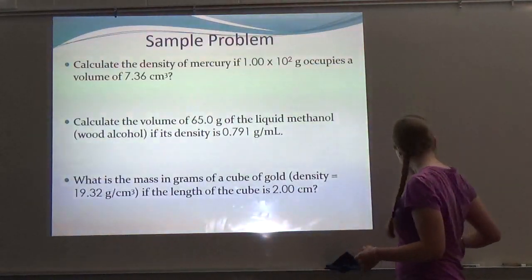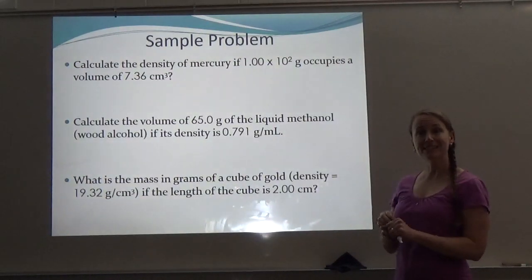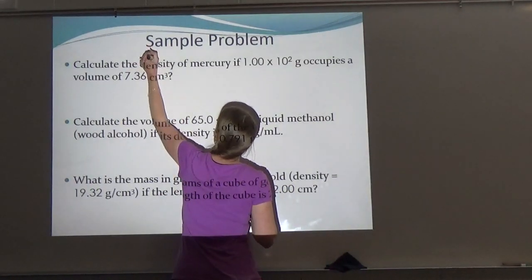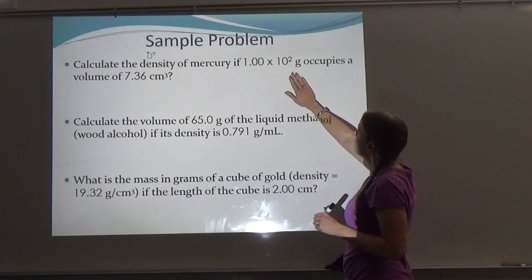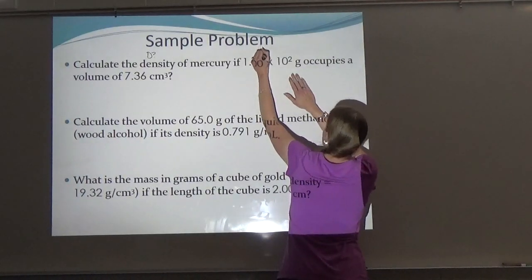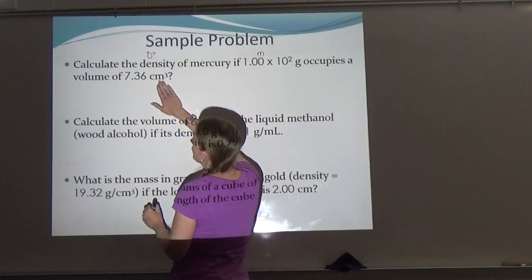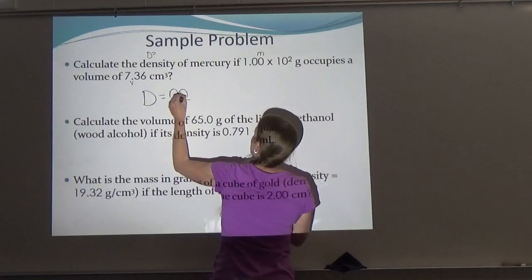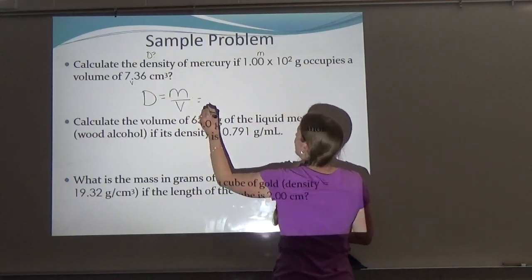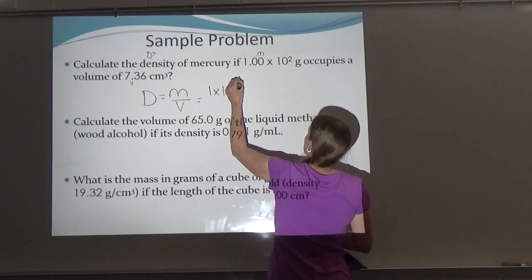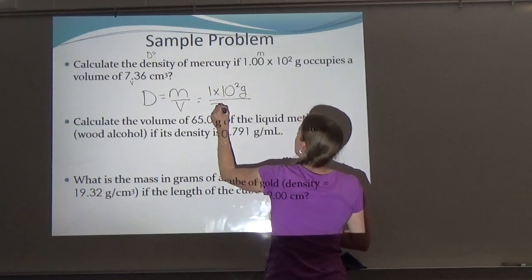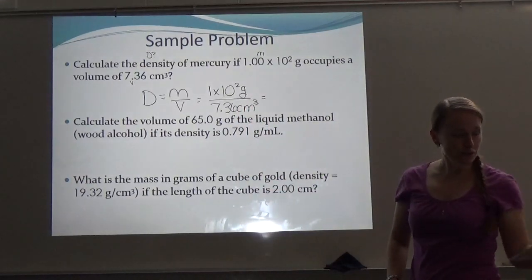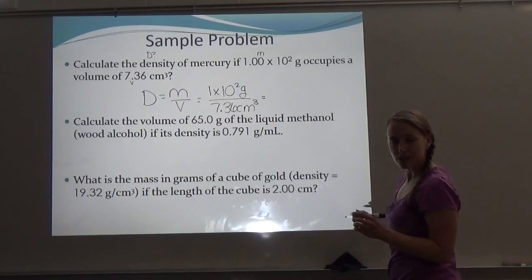So let's look at some of the math related to this. So remember, our formula is density equals mass over volume. It says calculate the density of mercury, so we're looking for density, if 1 times 10 to the 2 grams, which is my mass, occupies a volume of 7.36 centimeters cubed. So there's my volume. Since I'm solving for density, I can just plug in. My mass is 1 times 10 to the 2 grams. My volume is 7.36 centimeters cubed. So I just divide my two numbers, and I get 13.59.